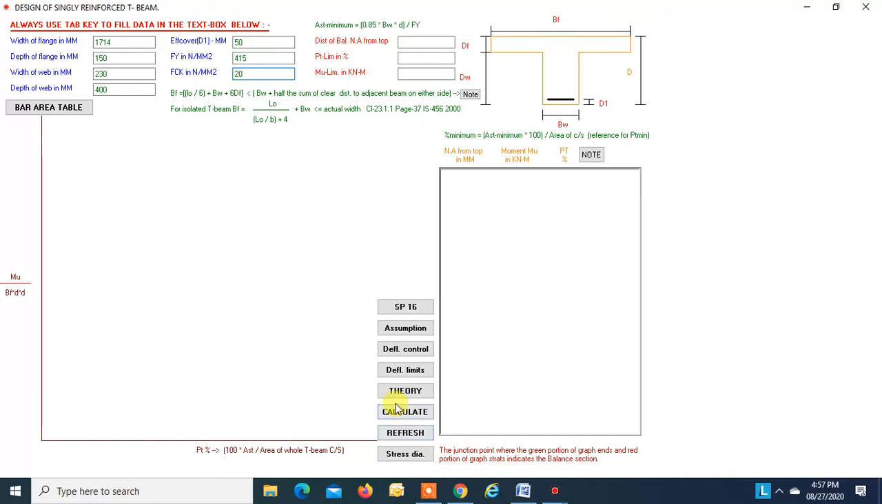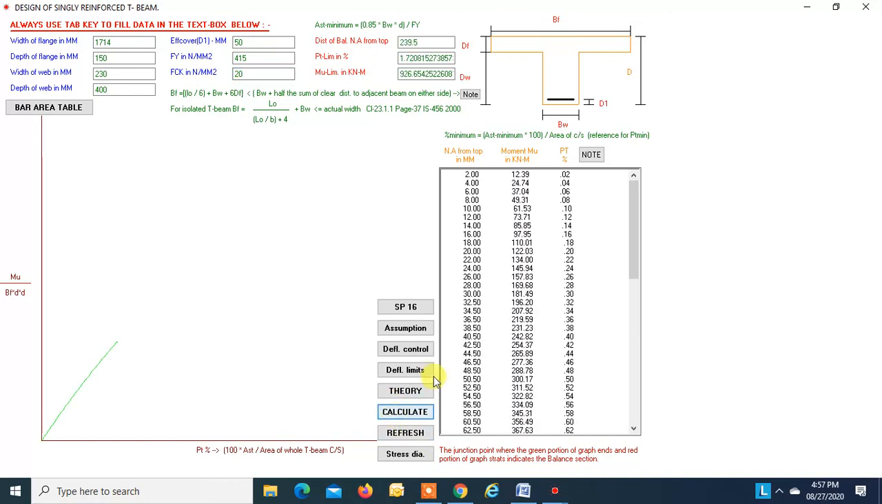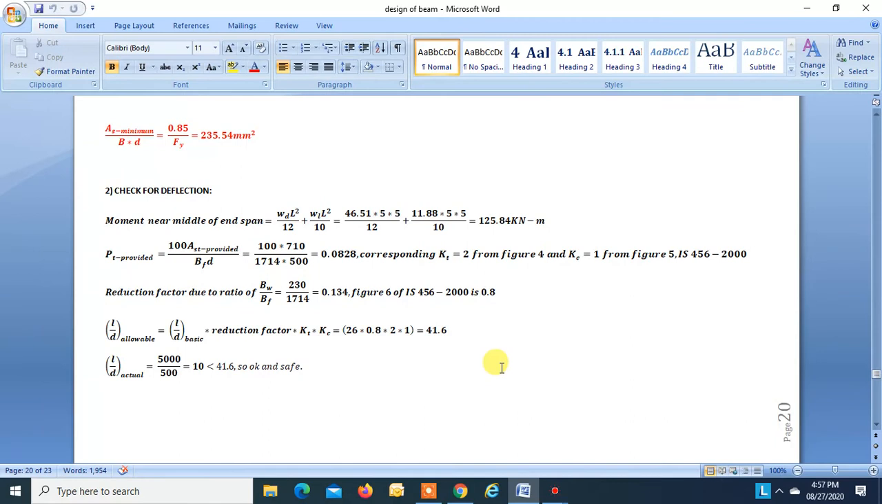We can draw a graph. You can again directly get the values over here. We can see that again over here also, that in case of under-reinforced T section, the graph for PT by MU is almost linear, right? So we can also do the analysis of T section like this, right?